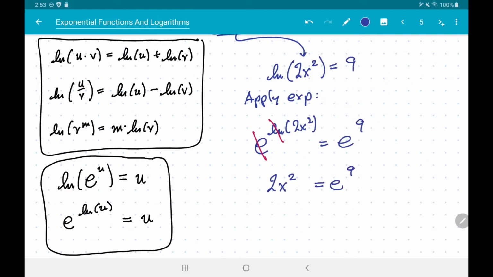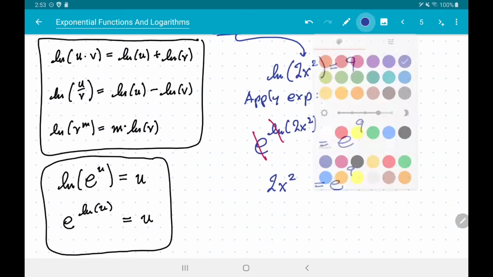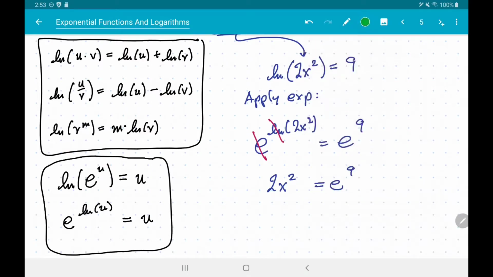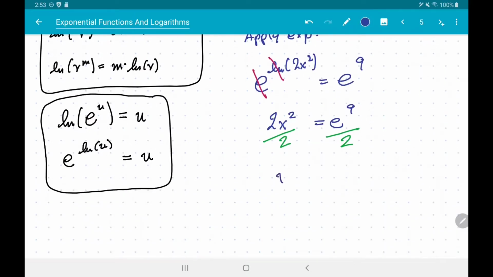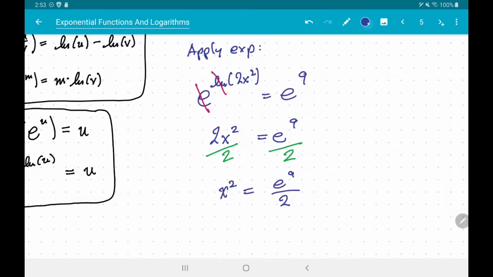Okay, now this is starting to look a little more promising. We can divide by 2, which leaves us with x squared equals e to the 9th over 2. And before I do the next step, let me just clarify this. We are not dividing by 2 up in the exponent.